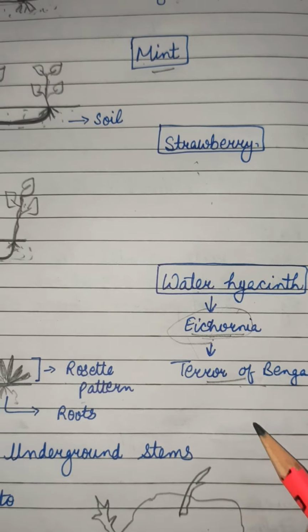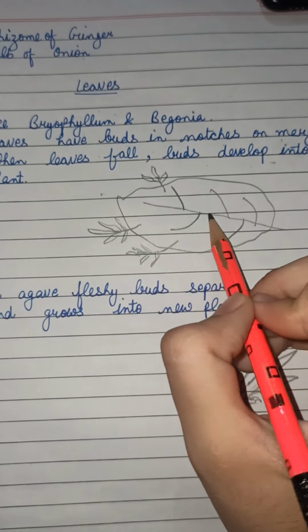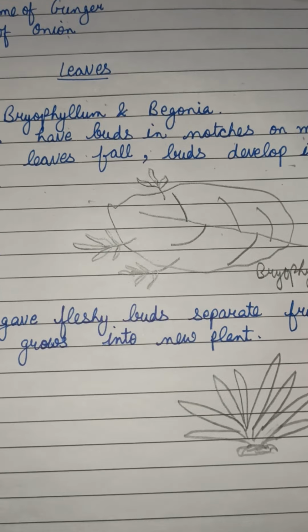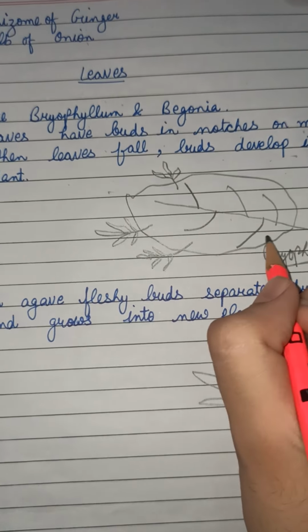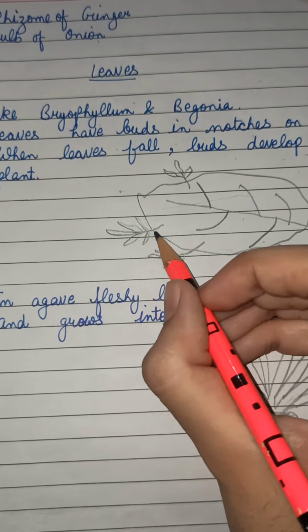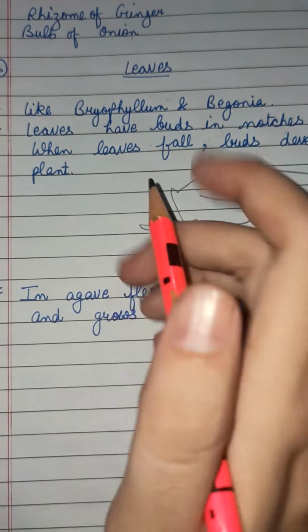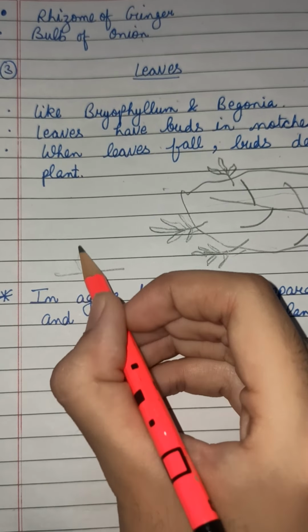Next is our leaves. Now modification of leaves like bryophyllum and begonia. Bryophyllum, in Hindi you call it patthar chaat. So here leaves have buds in notches on the margin. When leaves fall, buds develop into a new plant. Like here I have drawn a diagram of a bryophyllum leaf so that you can understand easily. Here you can see this is the leaf of bryophyllum, and these new buds are arising like this. When this leaf falls down, these buds will give rise to a new plant of bryophyllum.